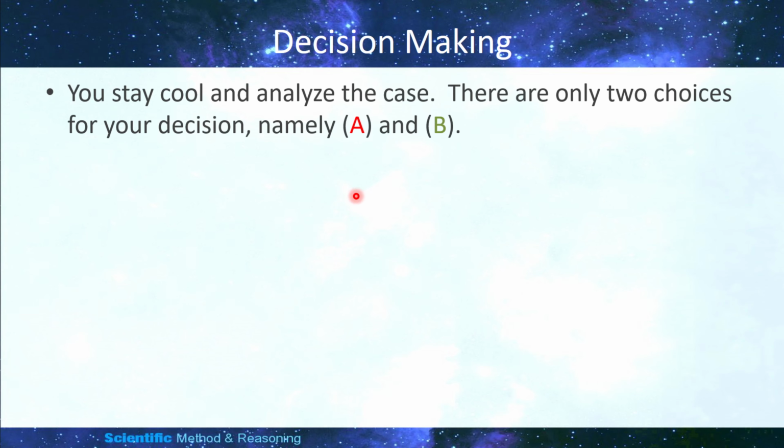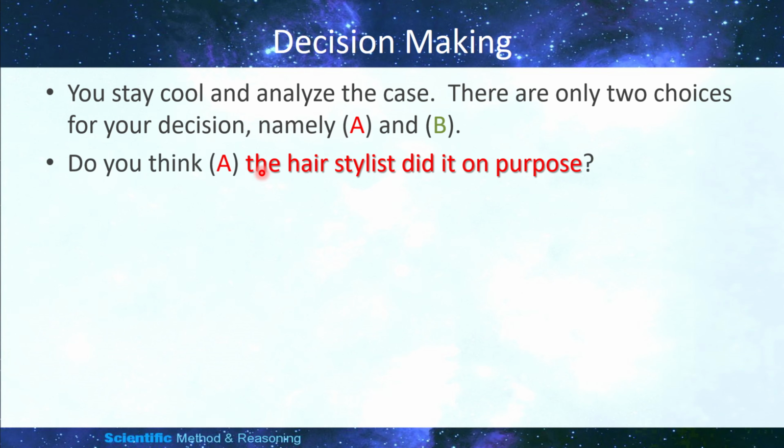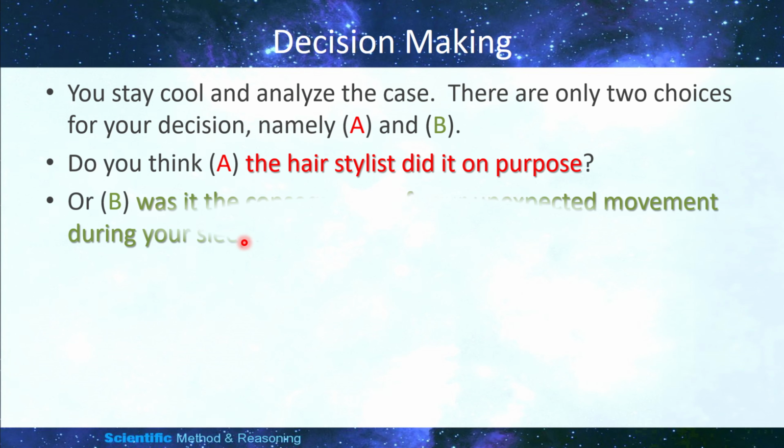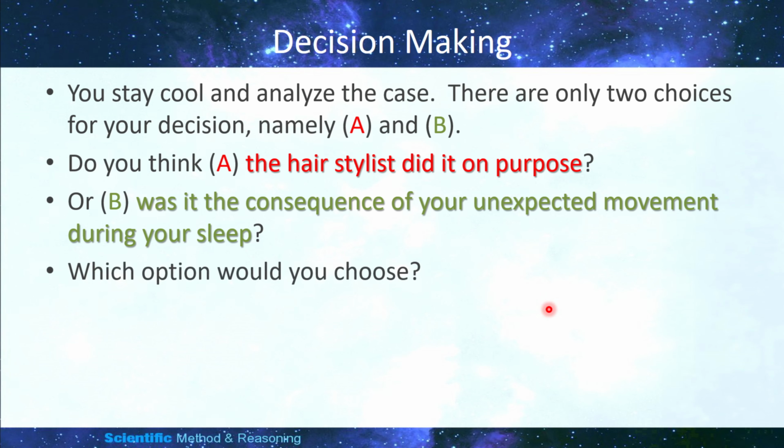And you try to be calm and analyze the case using some common sense and logical thinking. There are only two possible choices for your decision, namely A and B. A is, do you think the hairstylist did it on purpose? Or B, was it just the consequence of your unexpected movement during your sleep? Okay, so which option would you choose?